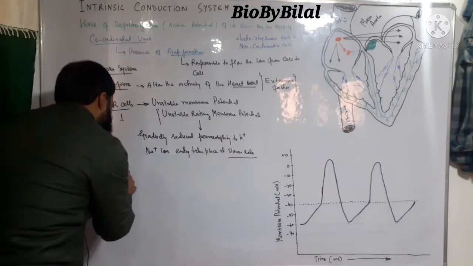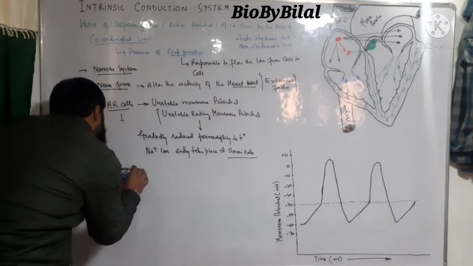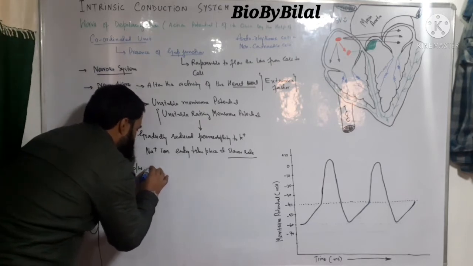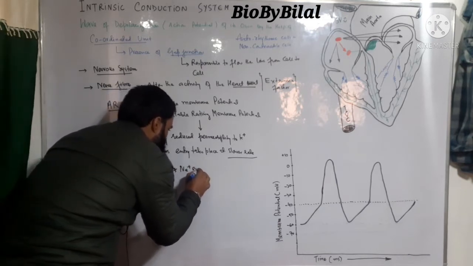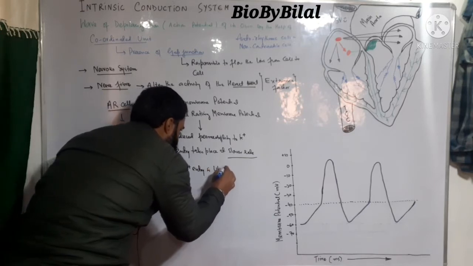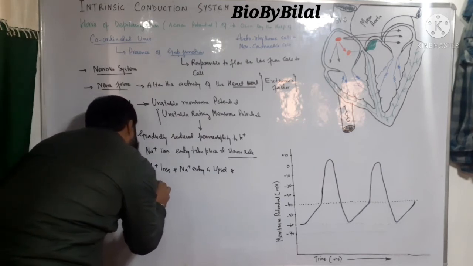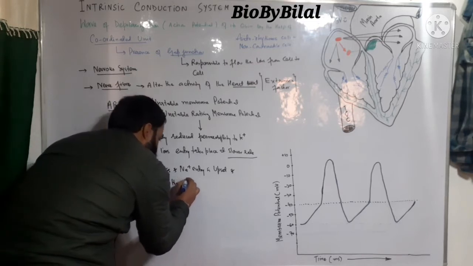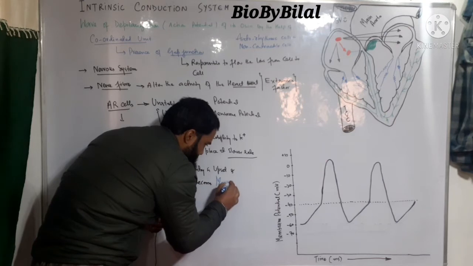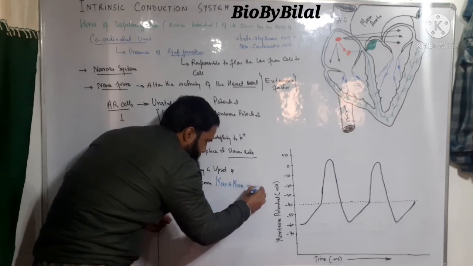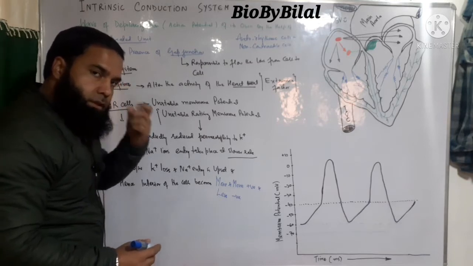So what happens? It upsets the balance between potassium loss and sodium entry, and hence the interior of the cell becomes more and more positive and less negative. The cell reaches the threshold point.